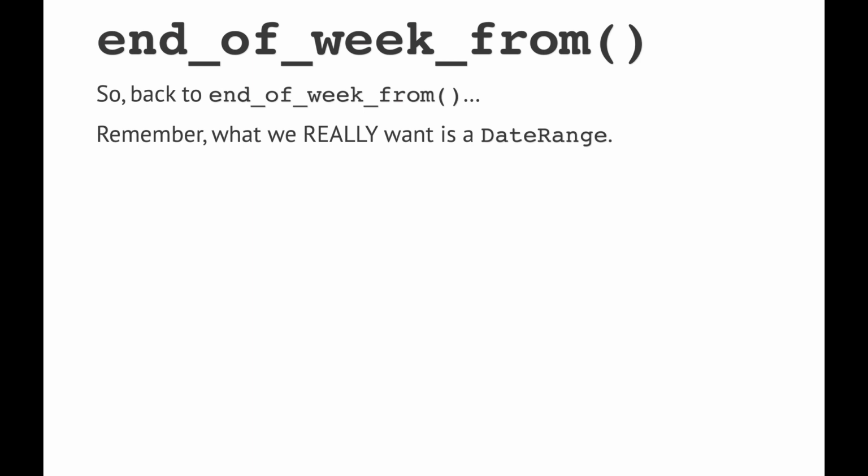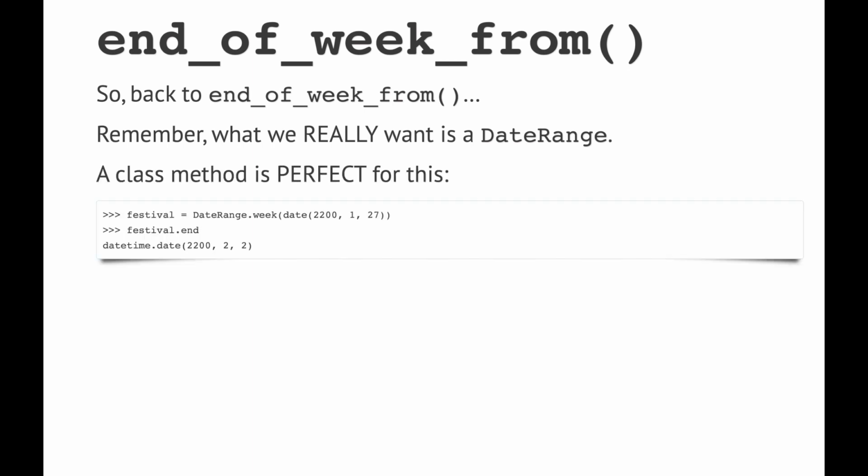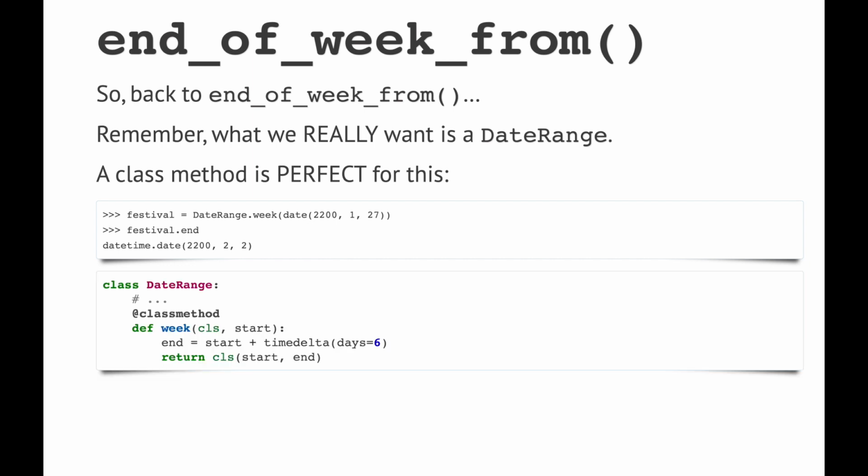We're going to take the idea of end_of_week_from, reusing its code, because remember, what we really want out of this is a date range object. Whenever you see a function returning an instance of the class, that's a perfect candidate for a class method. So let's create one called week. We'll call it off of the class, passing in a start date only. Here's how you write it. @classmethod, that's a decorator that says the def on the next line is a class method instead of a regular method. And it takes two arguments, cls and start, but not self.